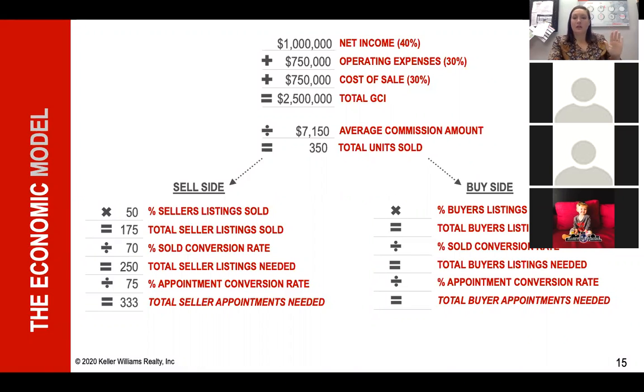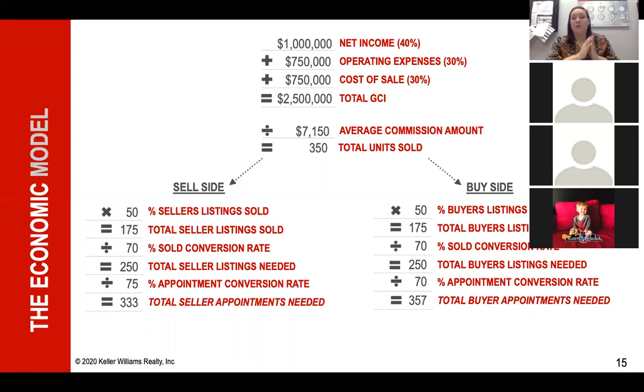Those are just sellers. Coming back over here to buyers, 50% out of the 350 is 175. Now the conversion for that is 70%. How many buyer agreements do you need to get 175? They say 250, with a 70% conversion rate from appointment to the buyer agreement. So that gives you 357 buyer appointments needed.